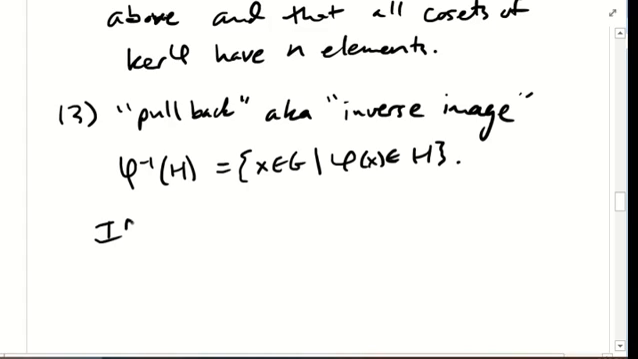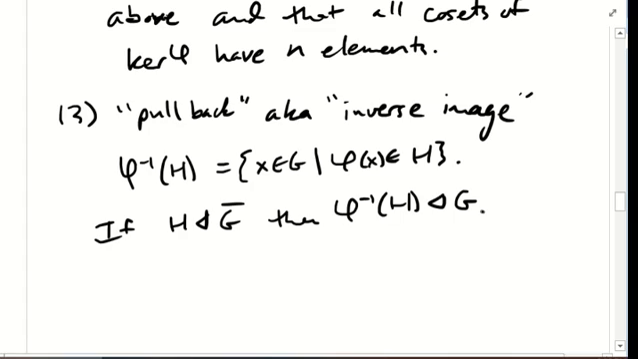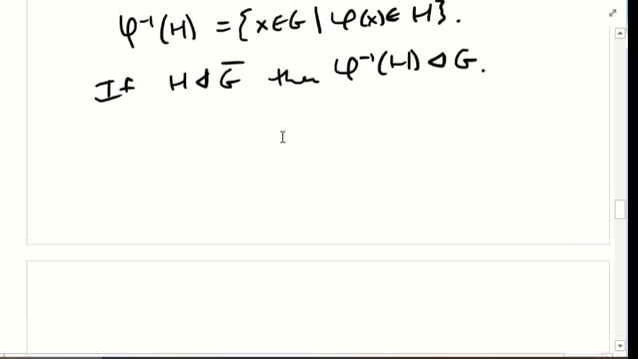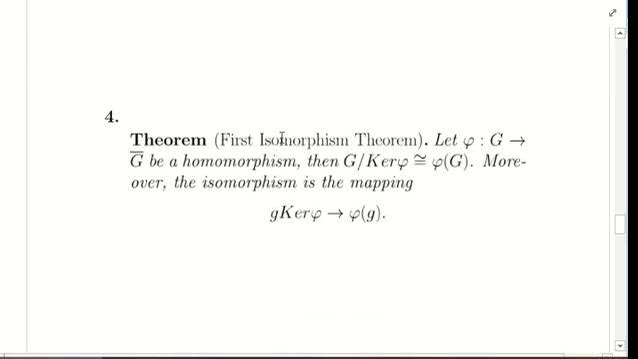So if H is normal in G bar, then the pullback of H will be normal in G. And, well, operation preserving is all we need. Okay, so I'm going to leave that one for that.